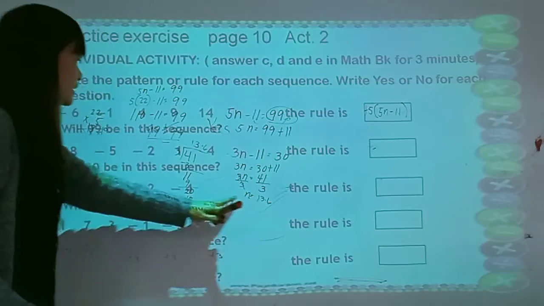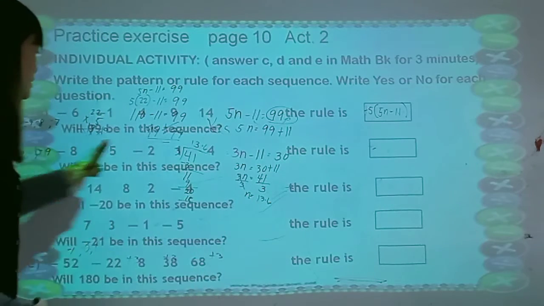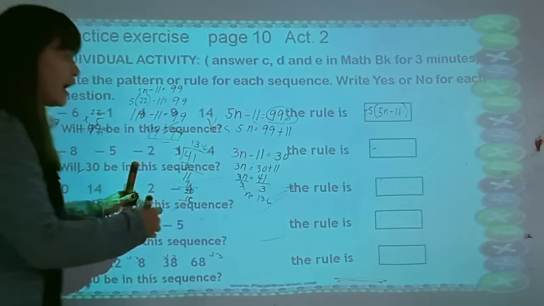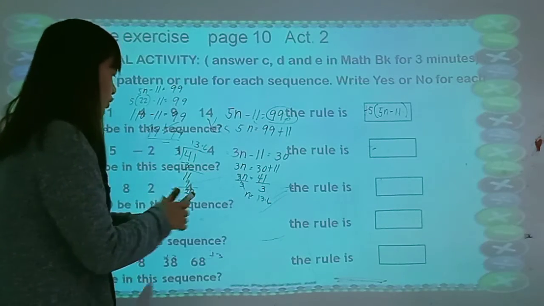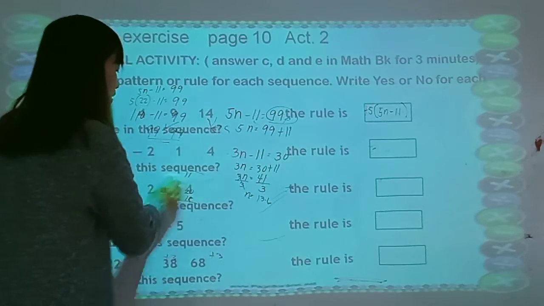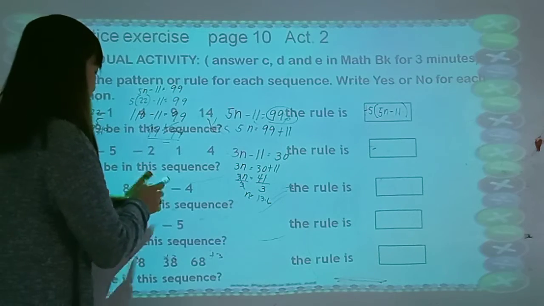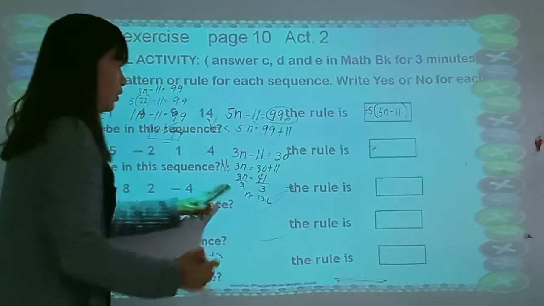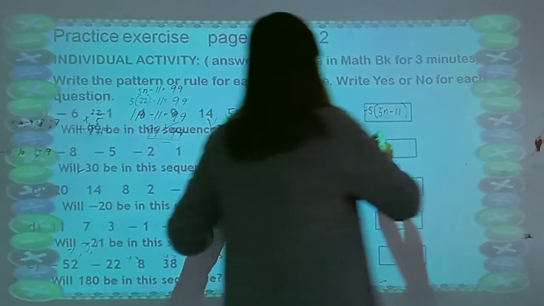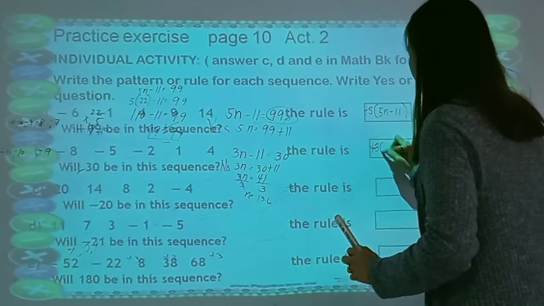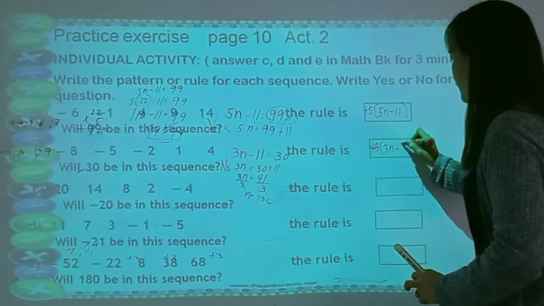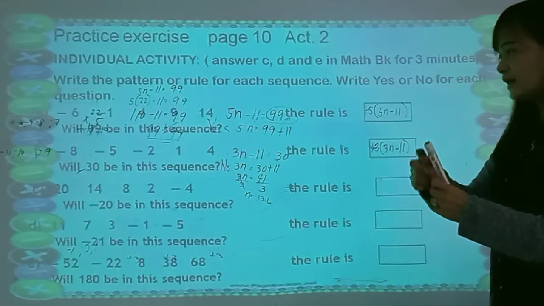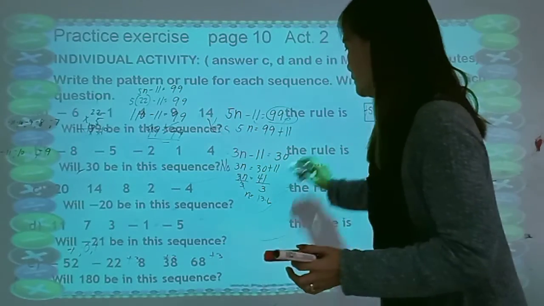Now class, the question is, will 30 be in this sequence? Very good. The answer is no. The answer in letter B is that 30 is not in the sequence. So the answer for letter B is no. What is the rule? The rule is we need to add 3, and the formula is 3n minus 11. Can you understand?